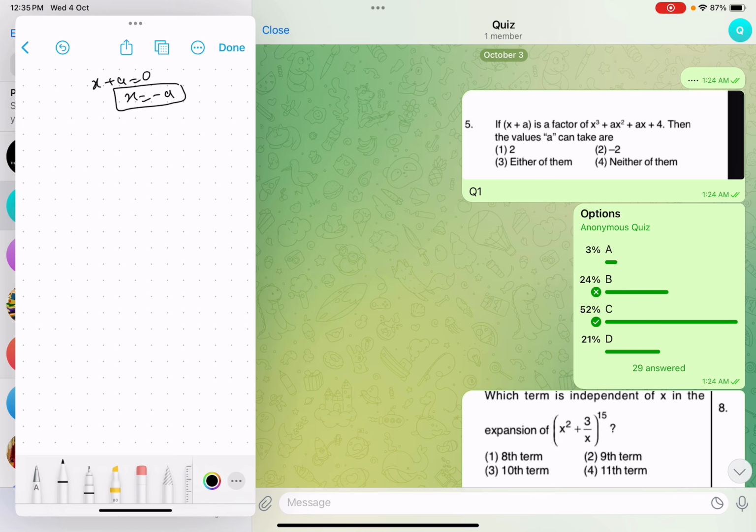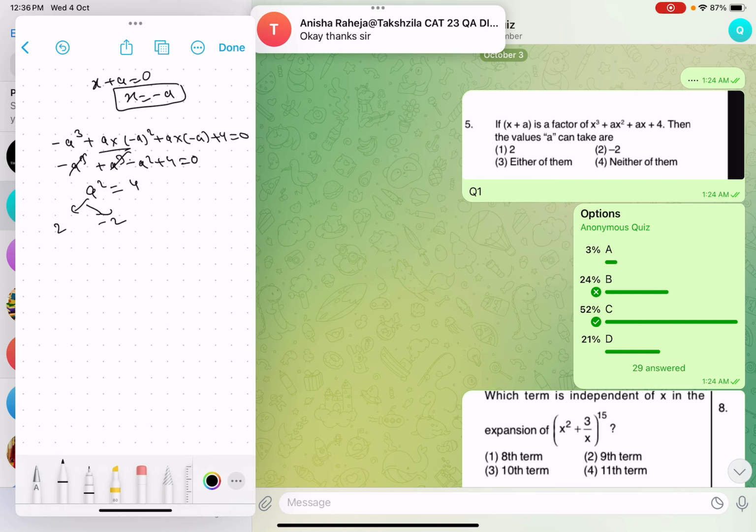Okay, so put minus a in place of x, you'll get minus a cube, plus here you will get a into minus a square plus a into minus a plus 4, and this is equal to 0 because it is a root, so it will satisfy. Okay, so now this is a cube, this will be plus a cube, this will be minus a square plus 4 equal to 0. This gets cancelled and a square becomes equal to 4. Okay, so from options you can say that 2 as well as minus 2 both will satisfy, so option C is the answer.